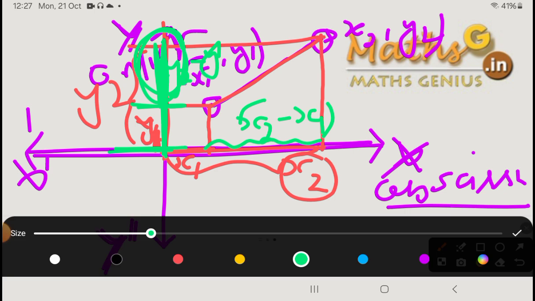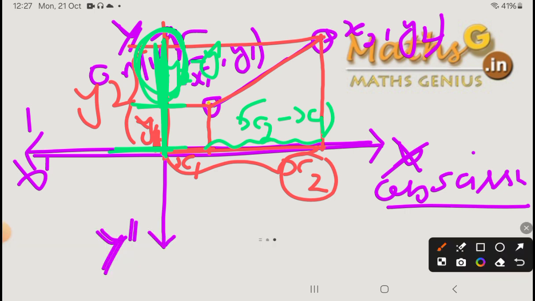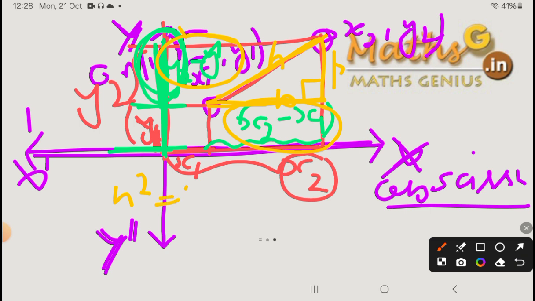Now if we imagine this particular distance as the hypotenuse of a right angle triangle drawn like this, correct? Then it is nothing but the h, what we want to find. This one is the b for base, this is the p for perpendicular. Now we have got the length of the base, we have got the length of the perpendicular. So we can easily calculate the h by the Pythagoras theorem. h square is equal to p square plus b square, correct?